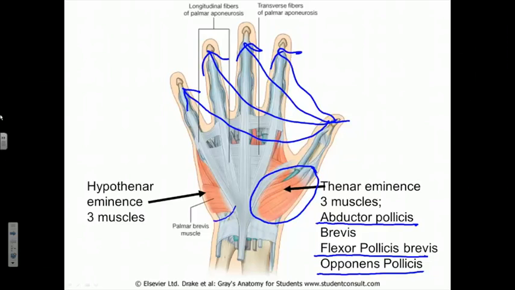Then note that there is a corresponding three muscle group that's in the hypothenar eminence. The muscles have similar names, but now they're known as an abductor digiti minimi, a flexor digiti minimi, and an opponens digiti minimi that play theoretically a similar role as those in the thenar eminence, but are considerably less important in their functional role than their counterparts at the base of the thumb.